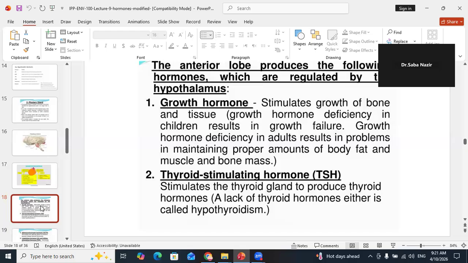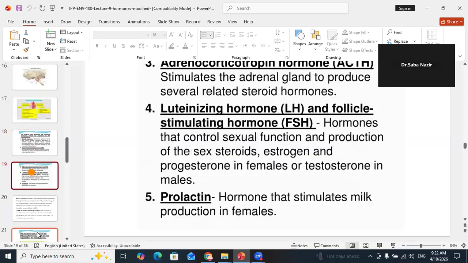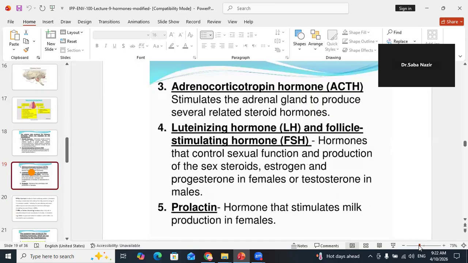Number two is thyroid stimulating hormone. Again, remember, if the short form is given, you should be able to say its abbreviation. Thyroid stimulating hormone stimulates the thyroid gland to produce thyroid hormone, and lack of this hormone will cause hypothyroidism. Like the thyroid gland will not produce enough amount of secretion. Now the next one is adrenocorticotropin hormone. It stimulates the adrenal gland to produce several steroid hormones.